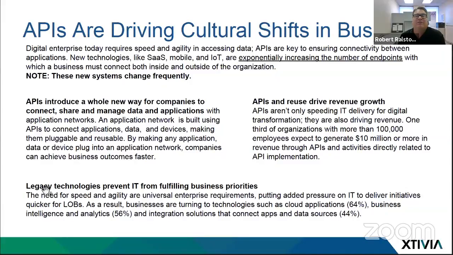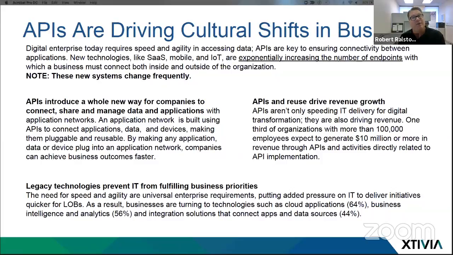IT budgets have remained relatively static, but IT is simultaneously being asked to deliver more projects to the business than ever before. Two-thirds of IT decision makers admitted they were not able to deliver all the projects asked of them last year. That's where APIs come in. APIs are the connectors between applications that facilitate data exchange, and they are driving cultural shifts in business. They are increasing the number of endpoints that must be connected in the digital enterprise, both inside and outside the organization. And these systems change frequently.